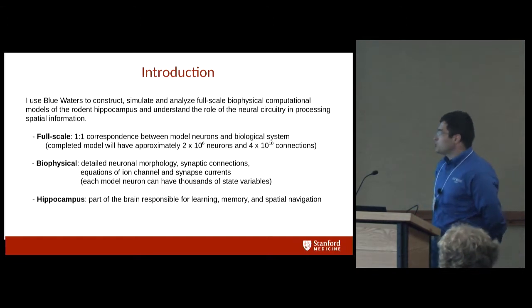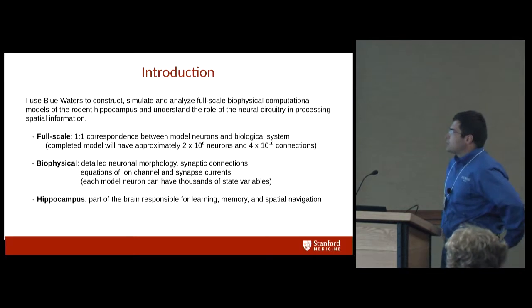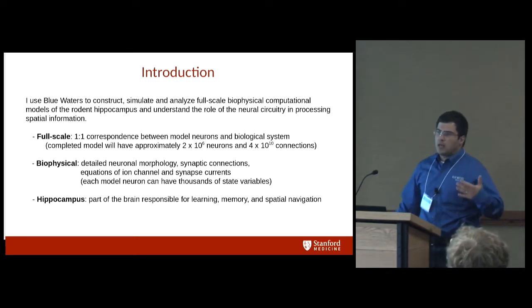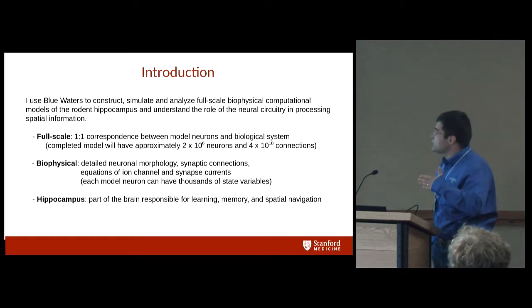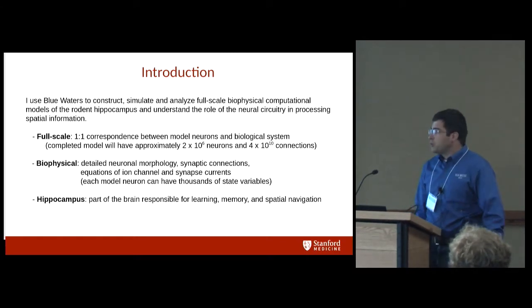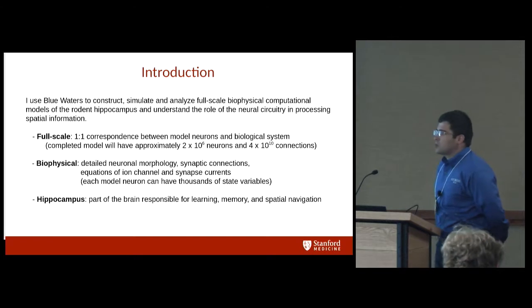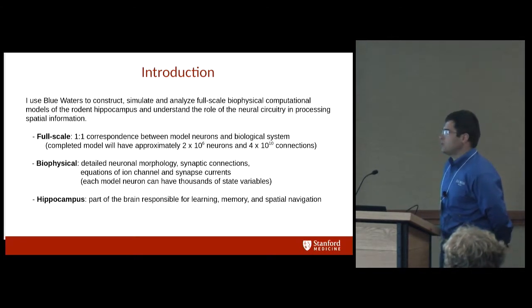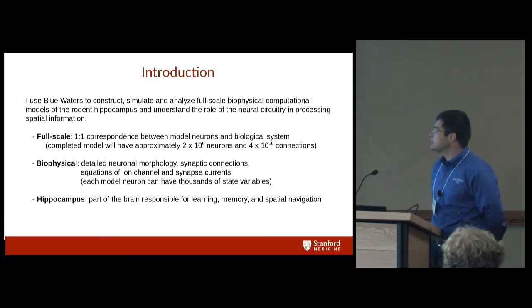And so what do these words actually mean? Well, full-scale. We like to say that we do full-scale simulation because our models have a one-to-one correspondence of biological neurons to model neurons. And I'll mention why this is important for neuroscientists. Our eventual completed model will have on the order of 2 million neurons and about 40 billion connections. So the work we've completed so far includes about half of these sizes.